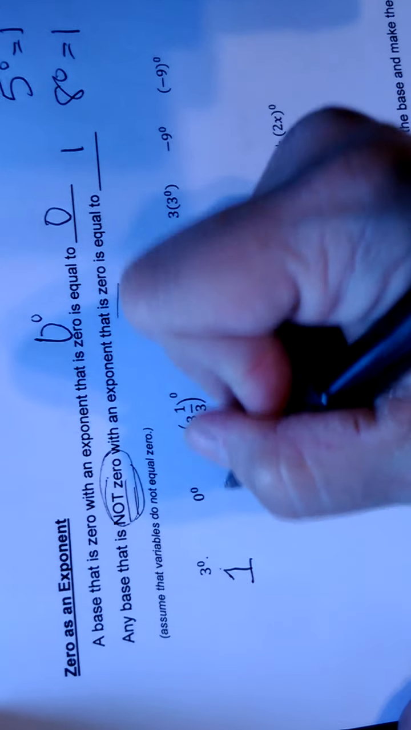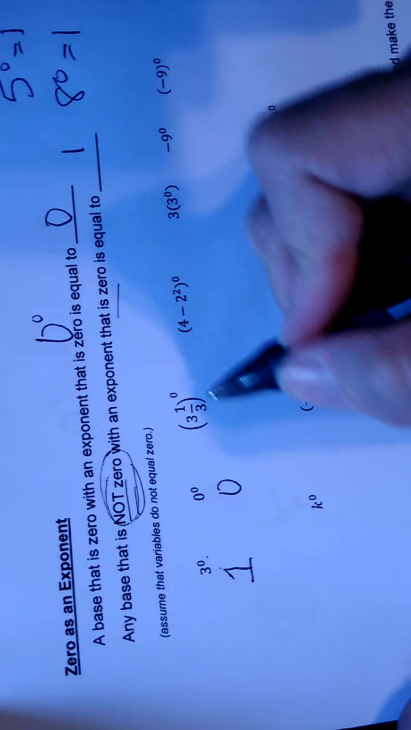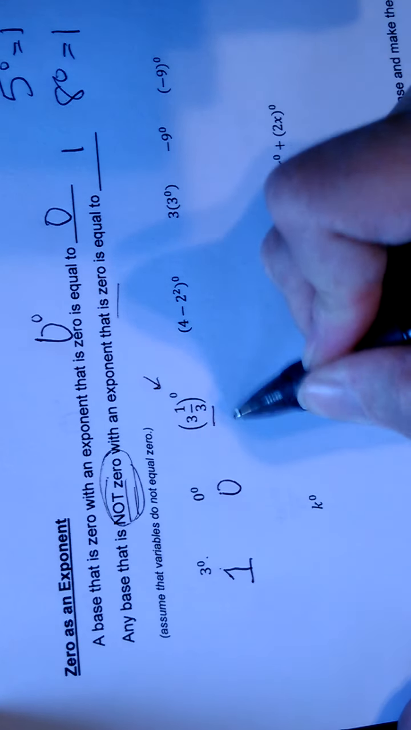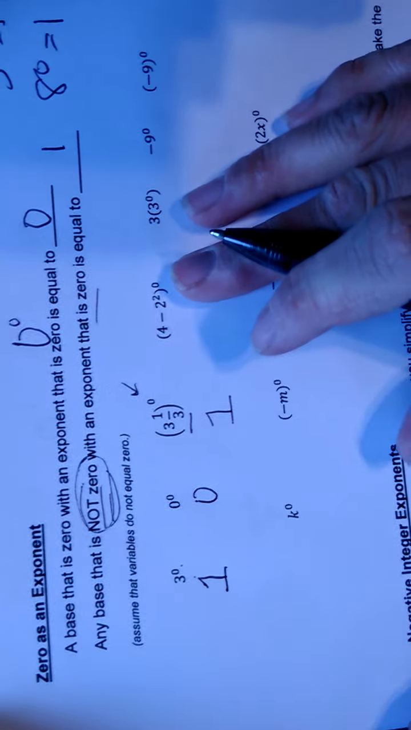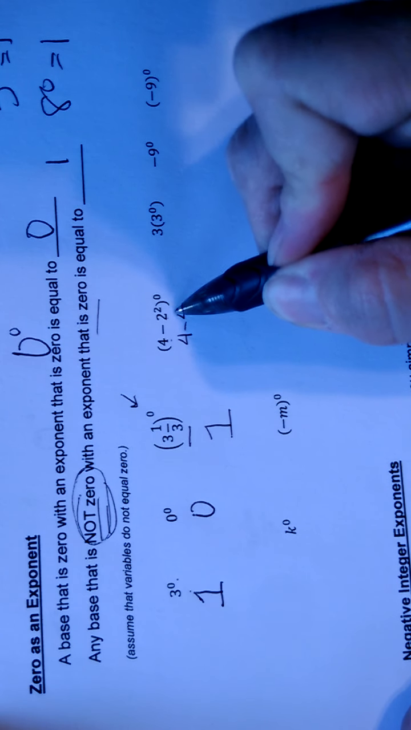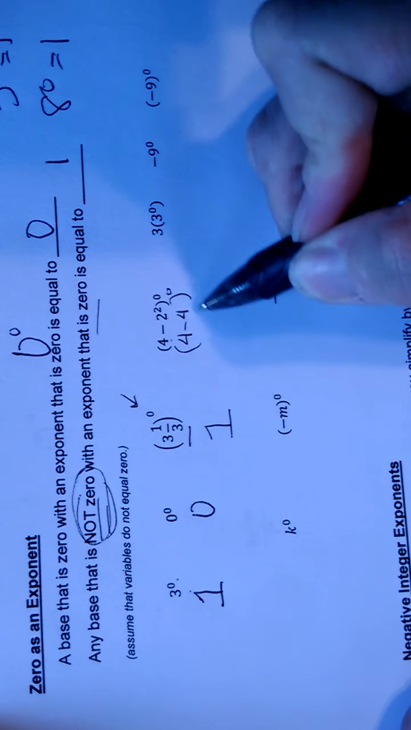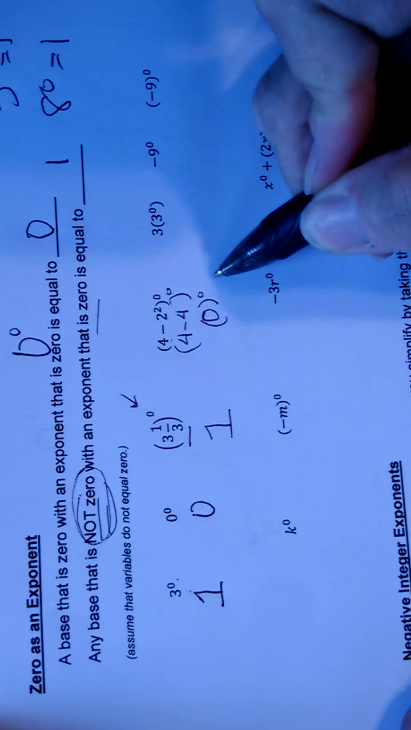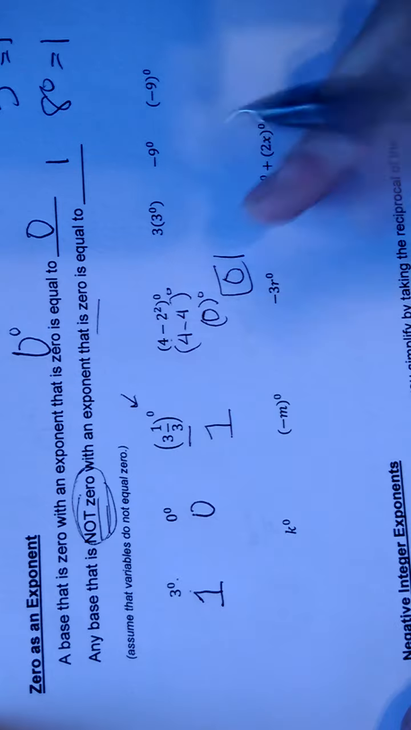0 to 0, however, is 0. And this, again, is a base that is not 0 being raised to the 0 power, which should give us 1. Here you've got 4 minus 2 squared, which is 4. So we do want to recognize that 4 minus 4 is 0, right? So this is an example of 0 to the 0 power. Well, we know that is going to be 0.